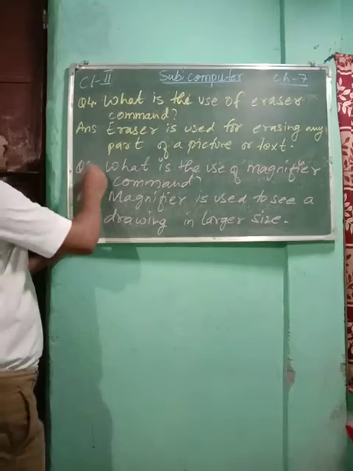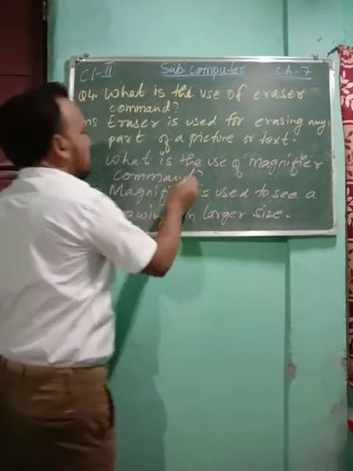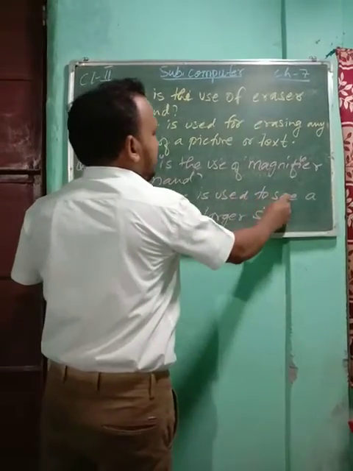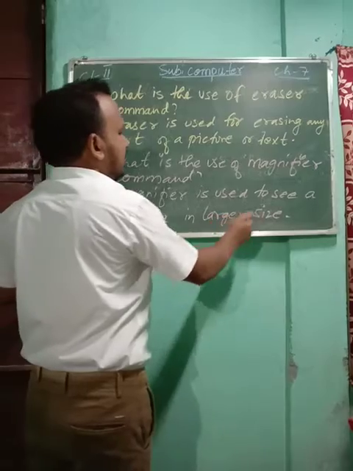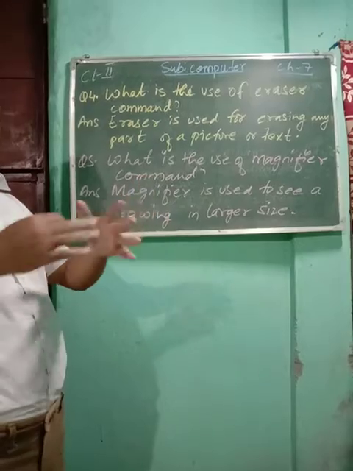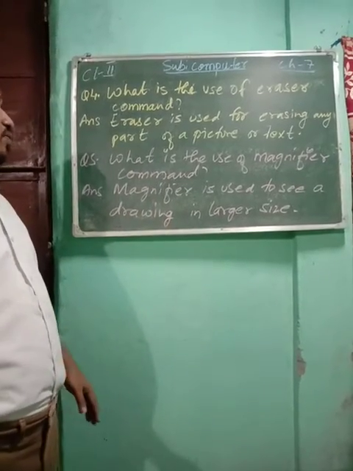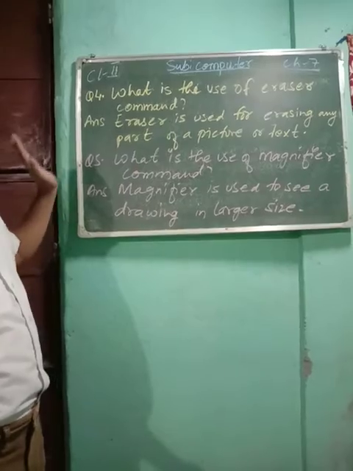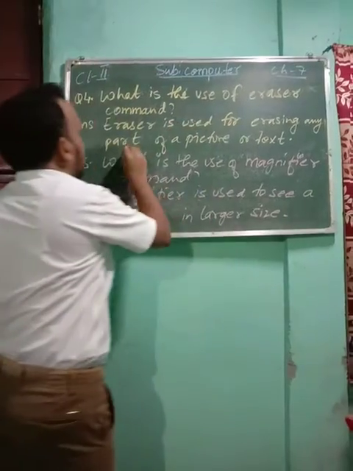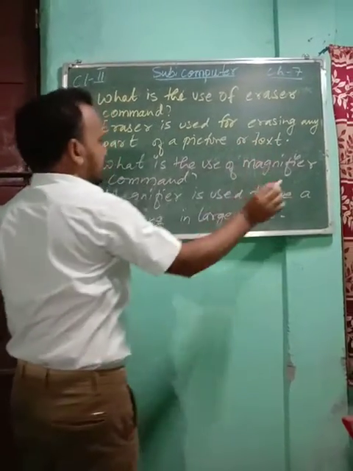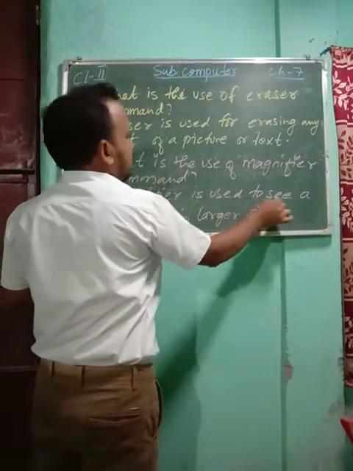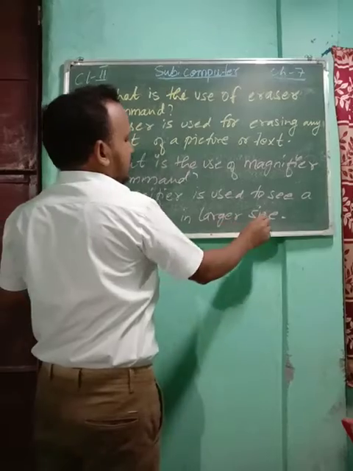Question number 5. What is the use of magnifier command? Magnifier is used to see a drawing in larger size. Magnifier will help you to see the drawing in a larger size. A small drawing, you can make it big and look at it very carefully. So this is number 4 and number 5. What is the use of eraser command? Eraser is used for erasing any part of a picture or text. Number 5, what is the use of magnifier command? Magnifier is used to see a drawing in larger size.